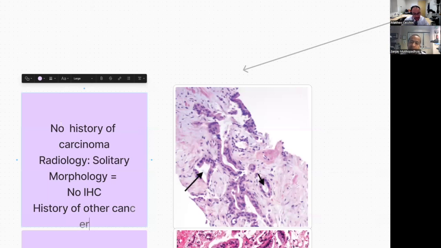And sometimes I do the TTF1 just so that if it comes back somewhere else, or in some other scenario someone's got a small little biopsy, we know the TTF1 status of it. Because regardless of whether it's positive or negative, it's still the same thing to me. It's an adenocarcinoma.